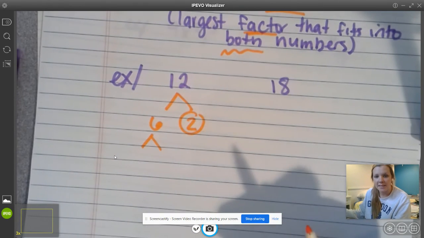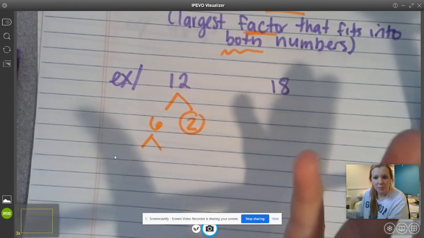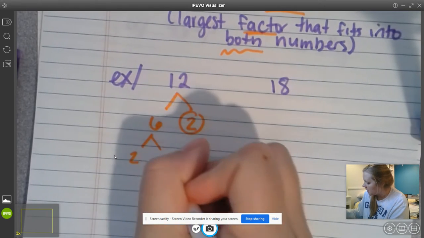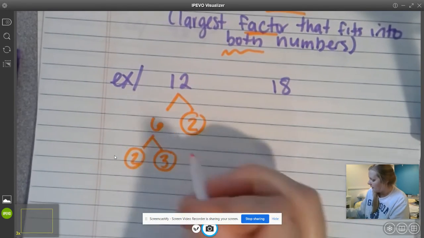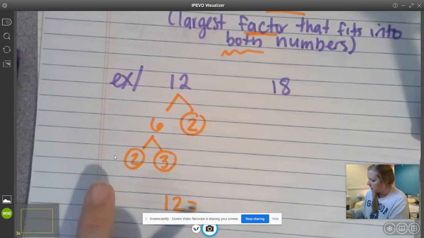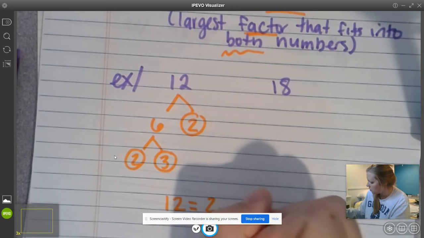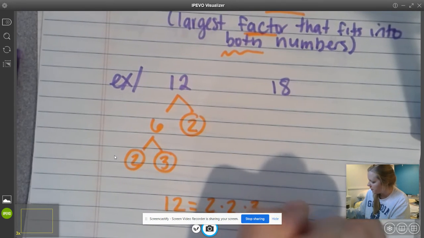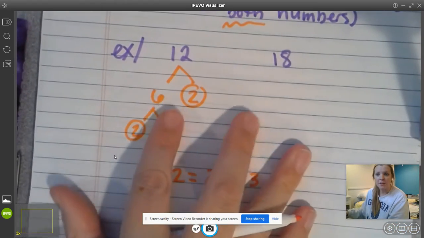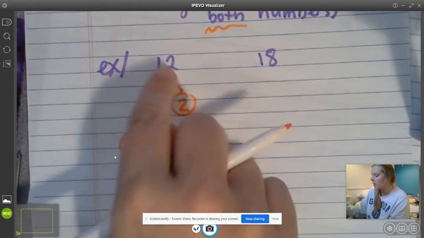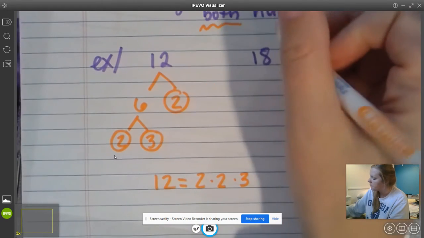Then I can break down my 6 because it's not prime. The opposite of prime is called composite. Composite numbers have factors in them. And 6 breaks down into being a 2 and a 3. So I can just write that out. 12 is equal to 2 2s and a 3. I always put them in order from least to greatest. So 2 times 2 times 3. And the cool part about this is if you multiply the factors, 2 times 2 times 3, you're going to get 12. So when I say they're equal, I literally mean that they are equal to one another.